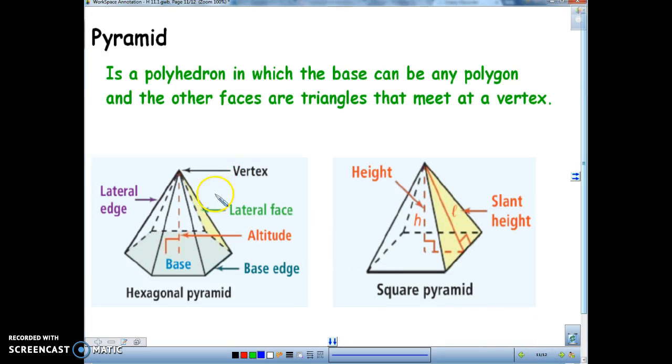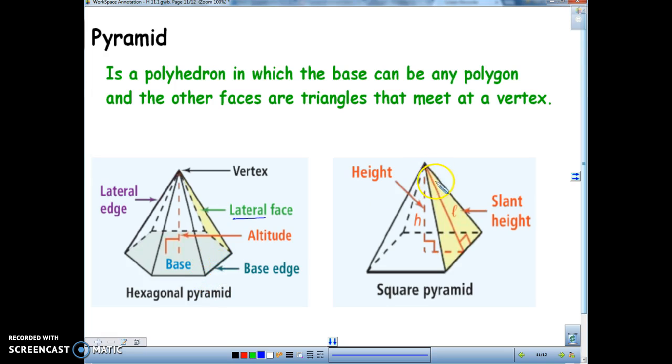Okay. As far as pyramids go, we have a couple of other vocabulary words. The faces along the side, again, are called lateral faces for both pyramids and for prisms. The altitude for your pyramid, again, is the perpendicular height from the vertex down to the base. And we have our base edges around the base, and then we have our lateral edges around the sides.